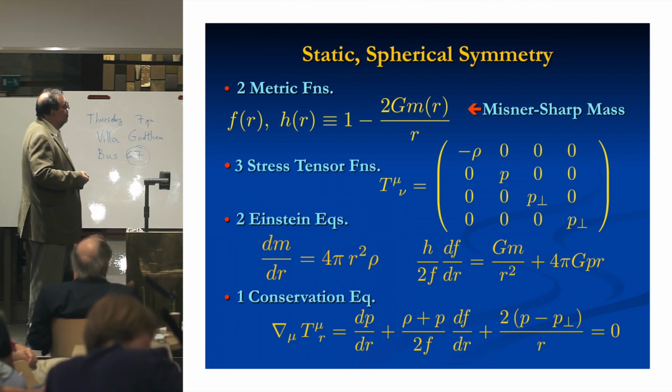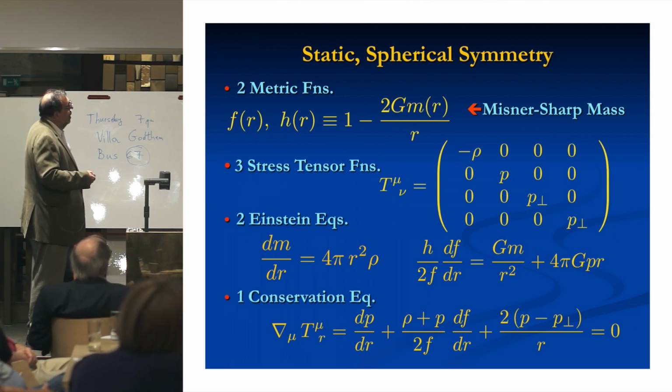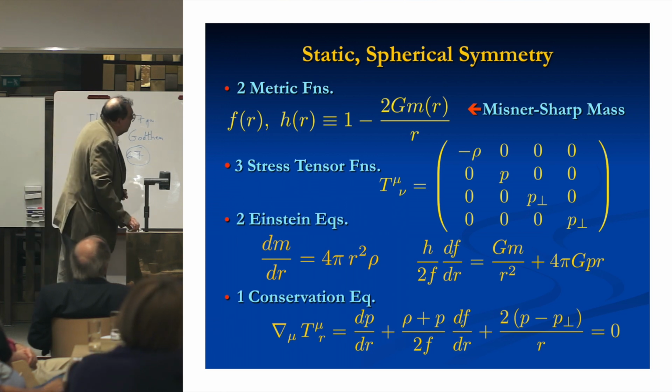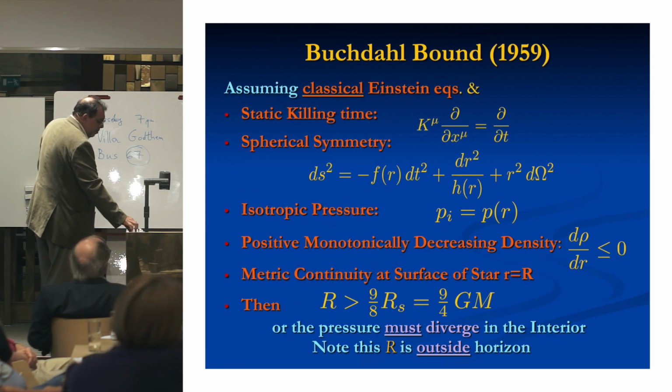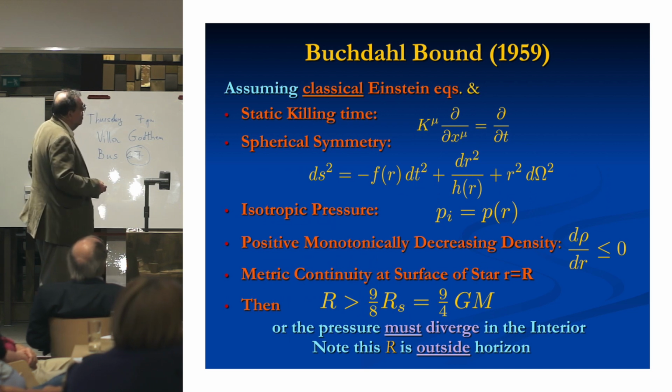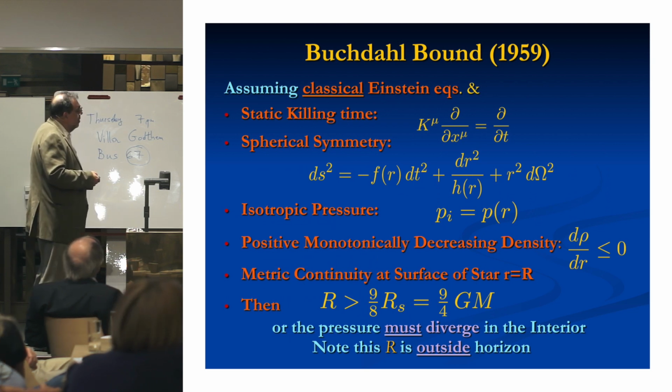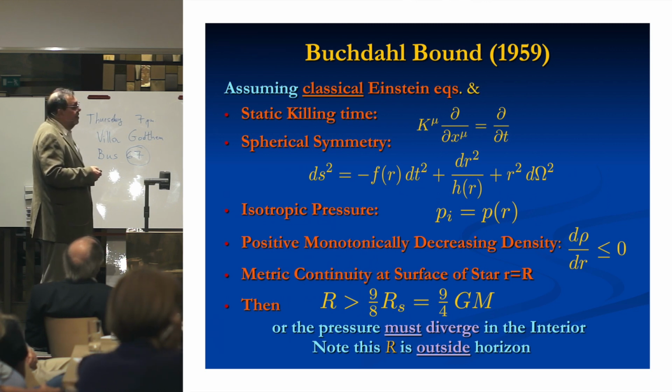And you write down the Einstein equations and the conservation equation. This is basically just pressure balance. And you get 3 equations for these 5 functions. So it's, of course, not yet determined. Now, before I go to the Schwarzschild case, there is a very important and interesting theorem proven about that set of first-order equations by Buchdahl back in 1959. So he made essentially the same assumptions, that there's a static Killing time. He's looking for a static solution, spherical symmetry.